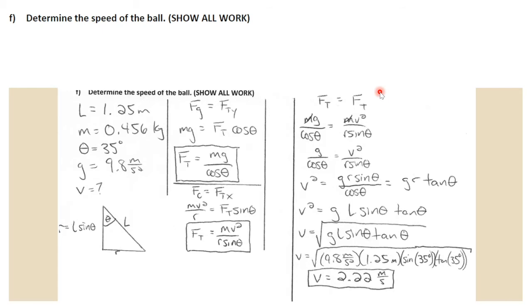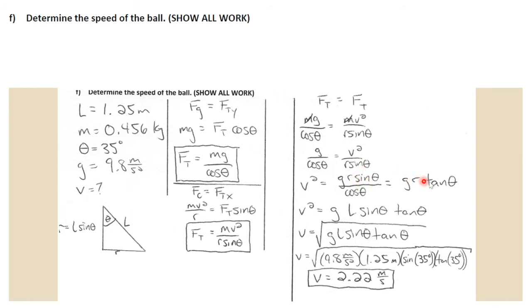And so essentially what you need to do is just manipulate the variables to solve this for v. The first thing you do is take the equation and solve it for v squared. You do that by moving the r sine theta up and over. So we get g times r sine theta over cosine theta. And that gives you g r tan theta. Because notice sine over cosine is tangent. That comes up again and again and again.